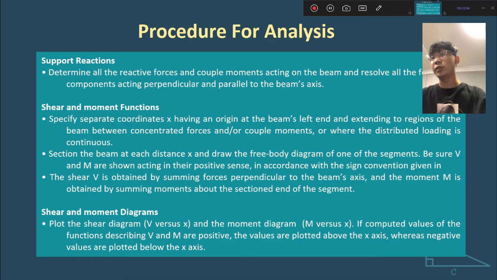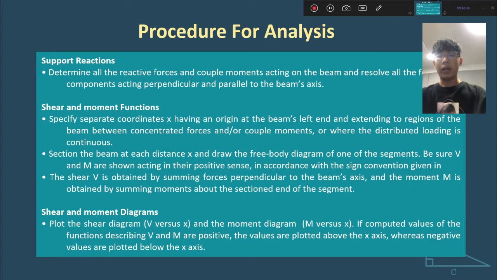We also must be sure that V, the shear, and the bending moment M are shown acting in their positive sense in accordance with the sign convention given in the topics I've talked about earlier. The shear V is obtained by summing forces perpendicular to the beam's axis, and the moment M is obtained by summing the moments about the section end of the segment.